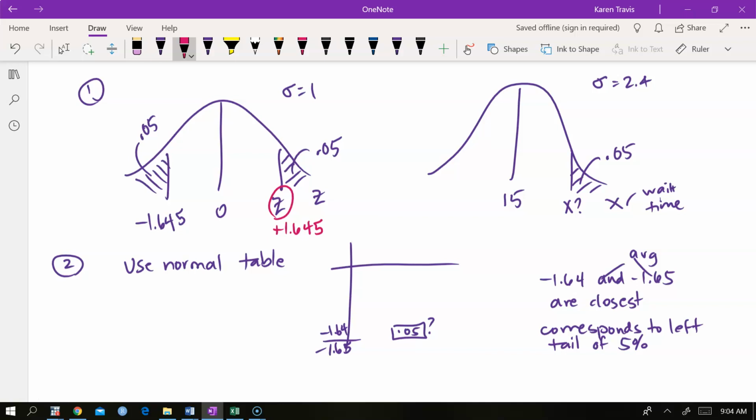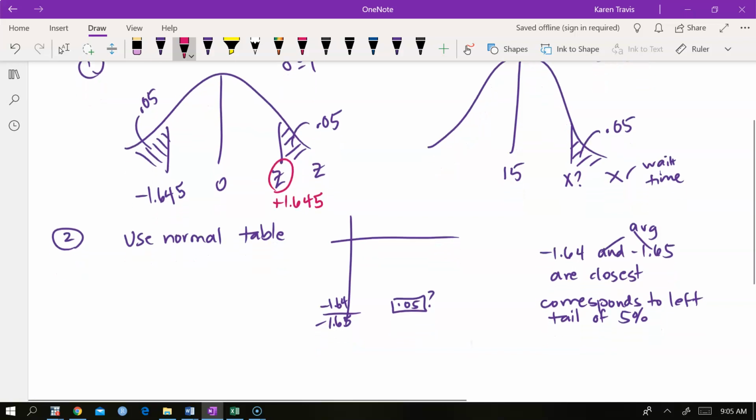You could also have looked up a 0.95, and you would have found a positive 1.64 and a positive 1.65 are equally close to 0.95 when we're searching 0.95 for the left tail. So you will still get the same answer. Those are the two ways of finding it.